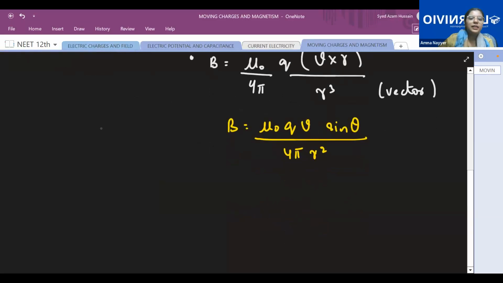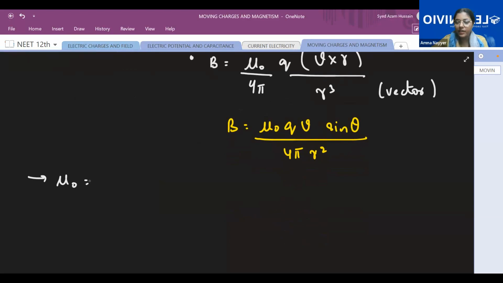And see, basically mu naught, you already know, is the permeability constant that comes in the magnetic field. So we had epsilon naught in case of electrostatics. Now we have mu naught. So mu naught is the permeability of free space, whose value is 4 pi into 10 to the power minus 7. This is the value of this permeability.